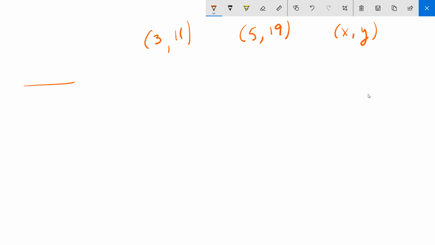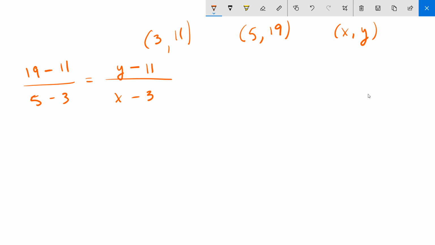I'm going to have the something over something. So it would be 19 minus 11 over 5 minus 3. Good. And then the other side. It would be y minus the 11. If you want to go smaller. Yep. And then x minus 3. Good. Now that is already the equation of the line.